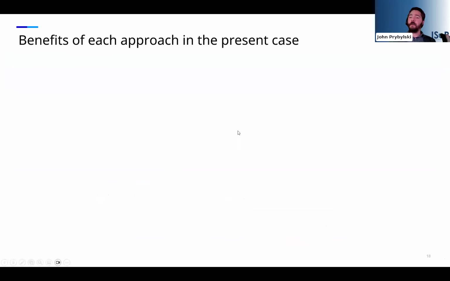We've actually discussed a few different approaches. We didn't just discuss average power and clinical trial simulation; we addressed augmentations to both of them. But what are the benefits of each approach?